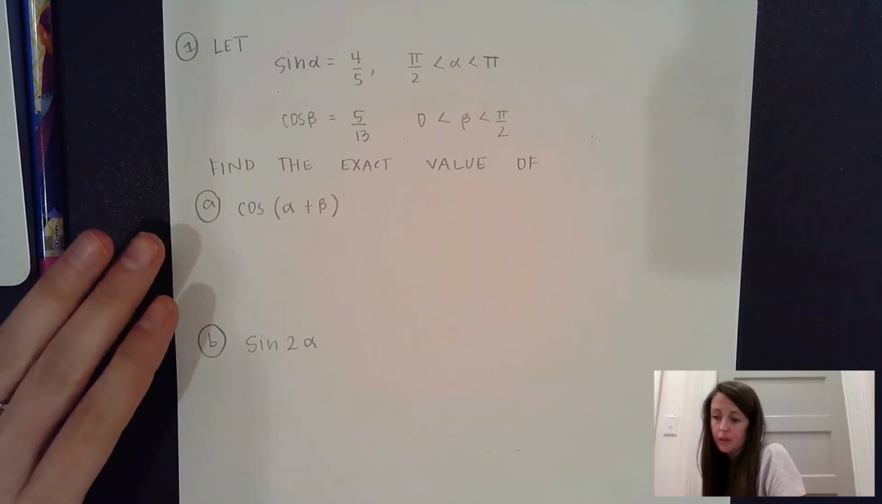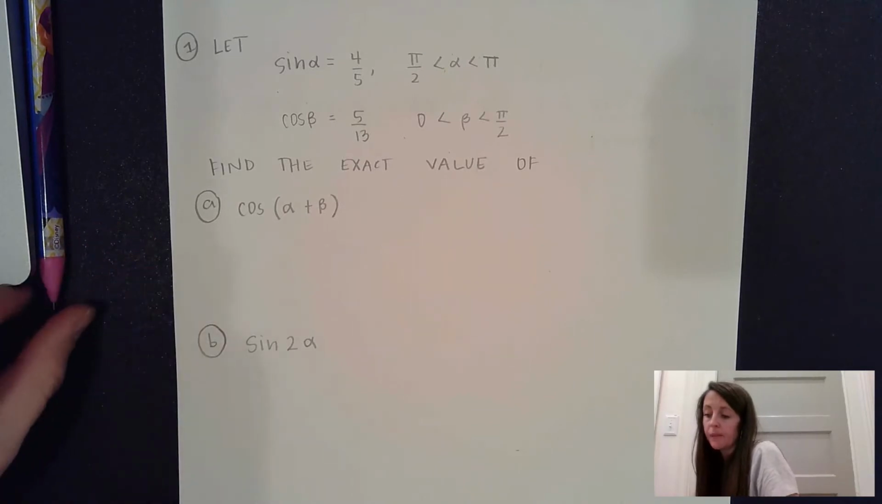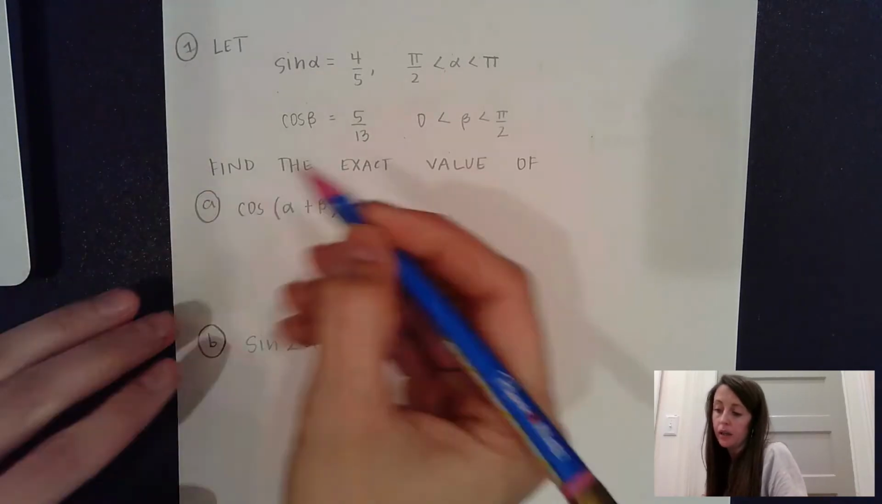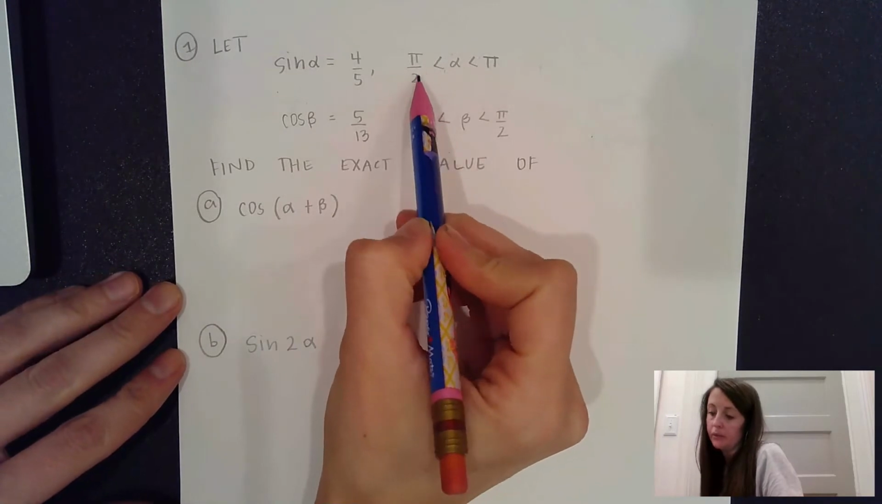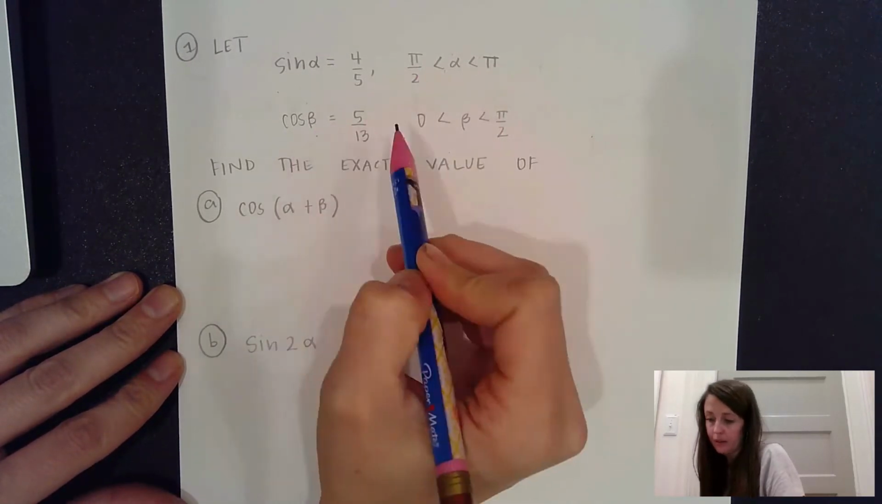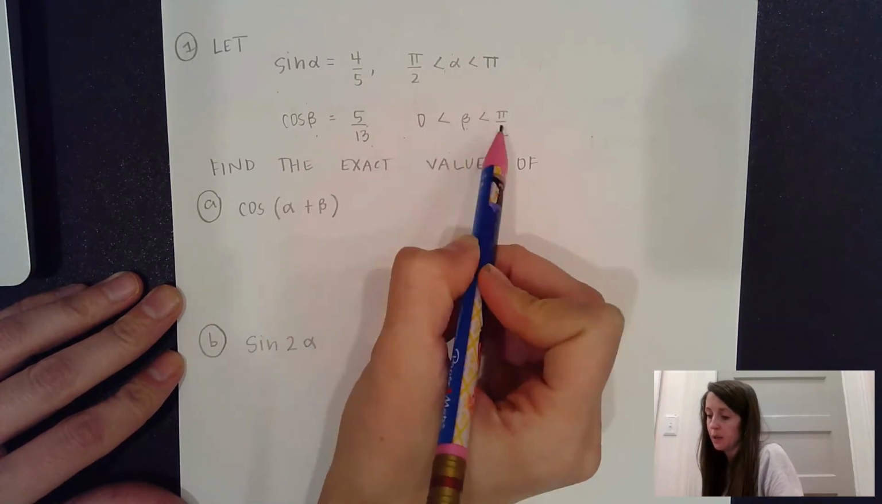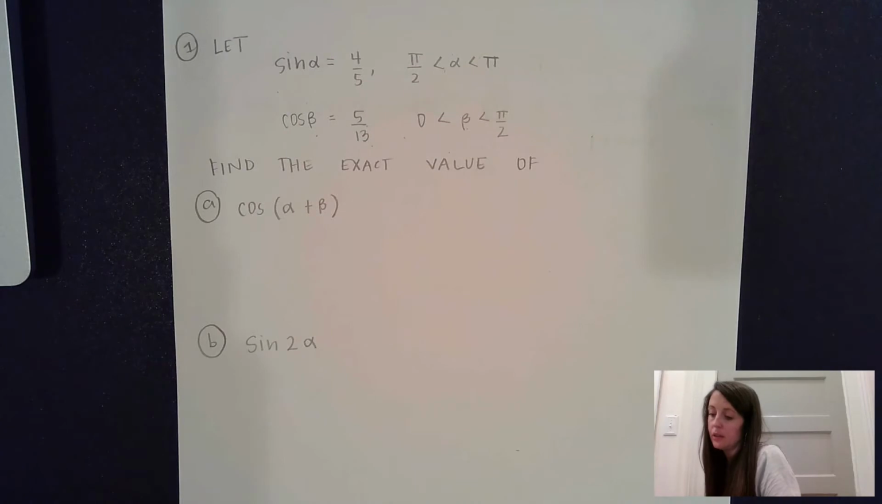So this one says, let sine of alpha be equal to 4/5, and alpha is going to lie between pi over 2 and pi. And cosine of beta is going to be equal to 5/13, and beta is going to be in between 0 and pi over 2. Find the exact value of cosine of alpha plus beta and sine of 2 alpha.